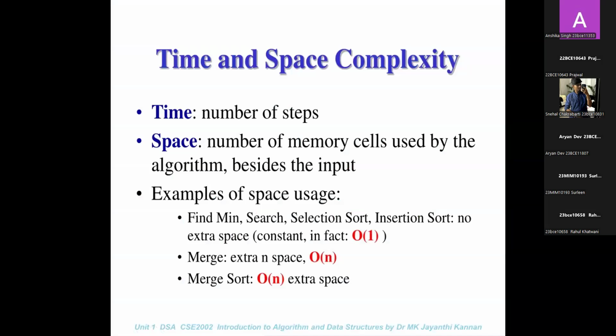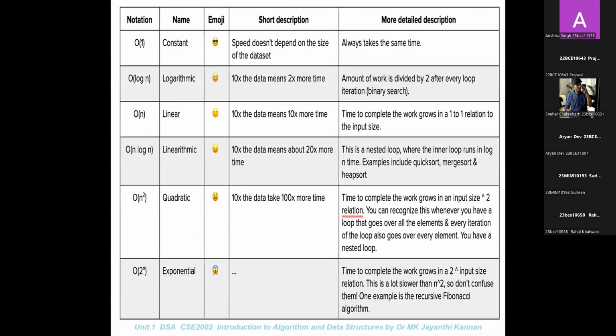Time complexity is based on the number of steps, and space complexity is the number of memory cells used by the algorithm besides the inputs. Examples of space usage: finding the minimum, selection sort, insertion sort. No extra space is required, so in that case the space will be order of one only. If it is merge sort, we need extra space because we are merging and sorting, so we need order of n extra space.